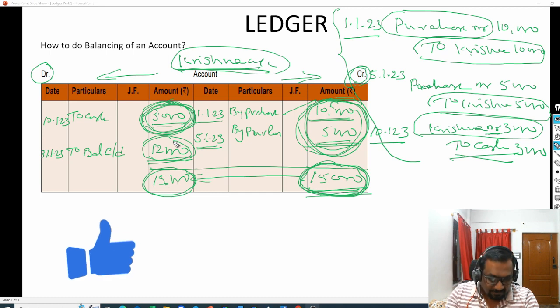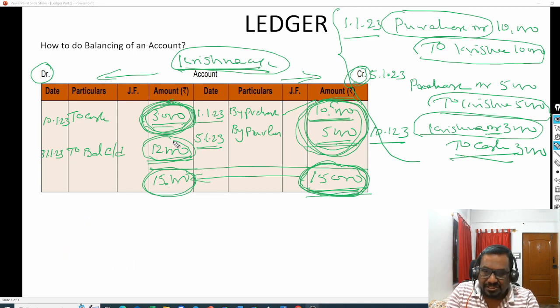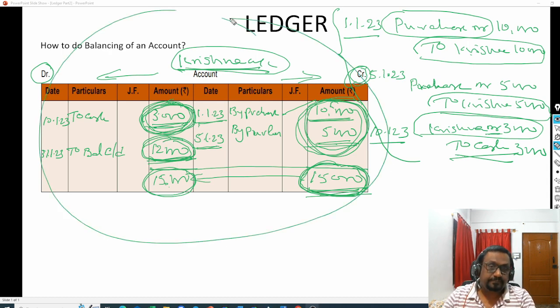So by looking at this account, Krishna account, what is the final balance you arrived at? 12,000 is the final balance. So what is your understanding by looking at Krishna? You will get to know, oh, I purchased 15,000 worth of goods from Krishna on 2 different dates. And I paid 3,000 rupees cash to him already. And I am yet to pay 12,000 rupees cash to him. That should be your understanding by looking at this account.